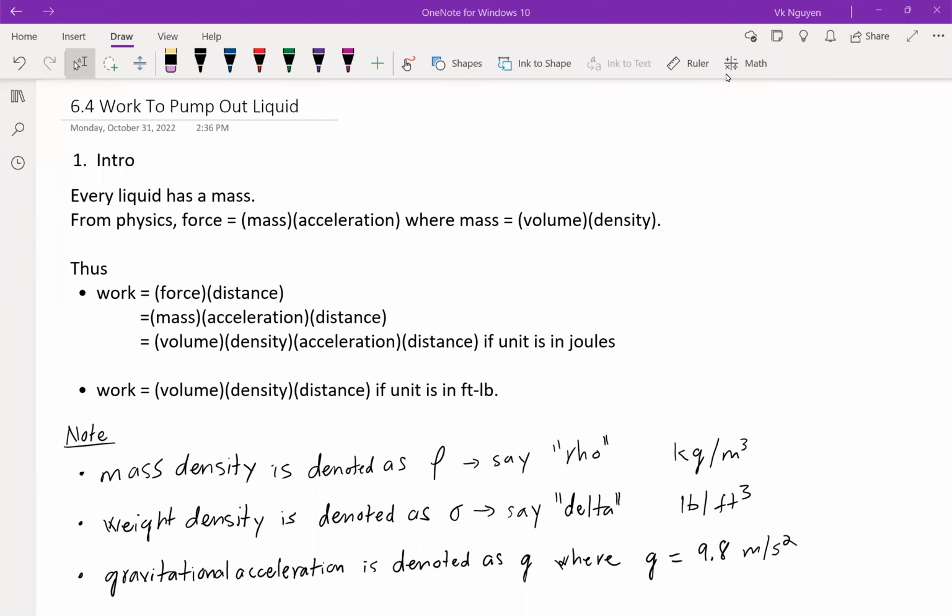The mass density is denoted as rho, unit kilogram per cubic meter. Weight density is denoted as delta, unit pound per cubic foot. The gravitational acceleration is denoted as g, where g is 9.8 meters per second squared. Let's take a look at some examples.